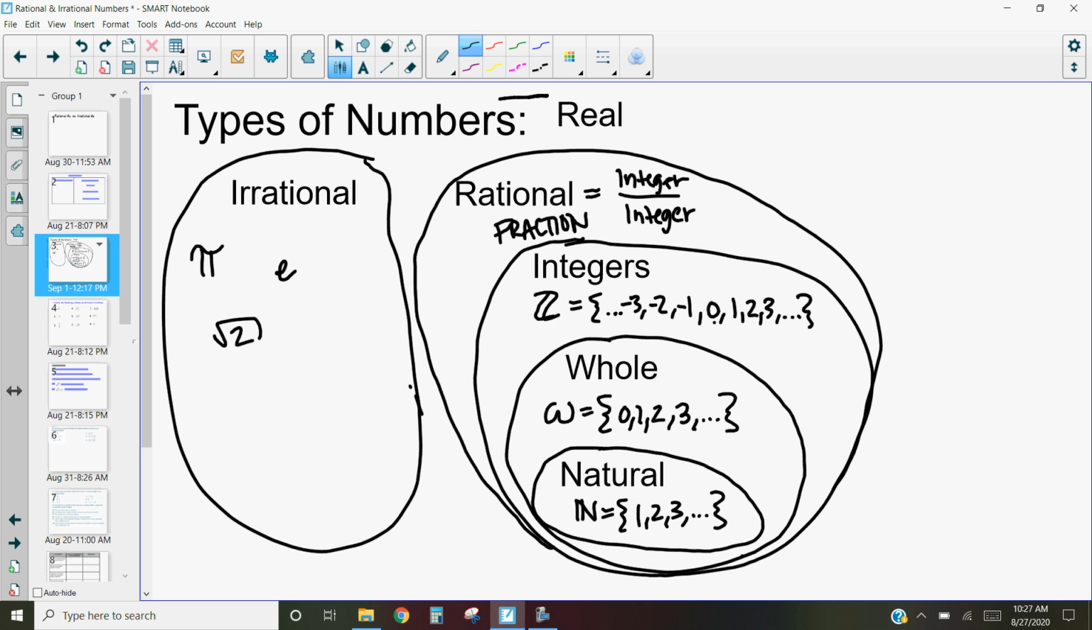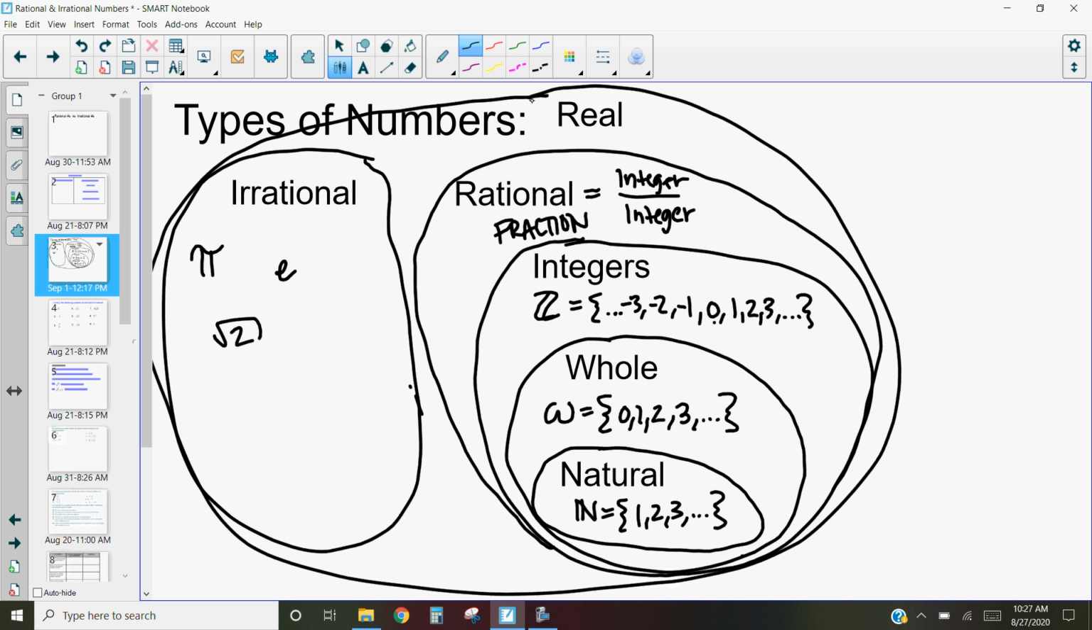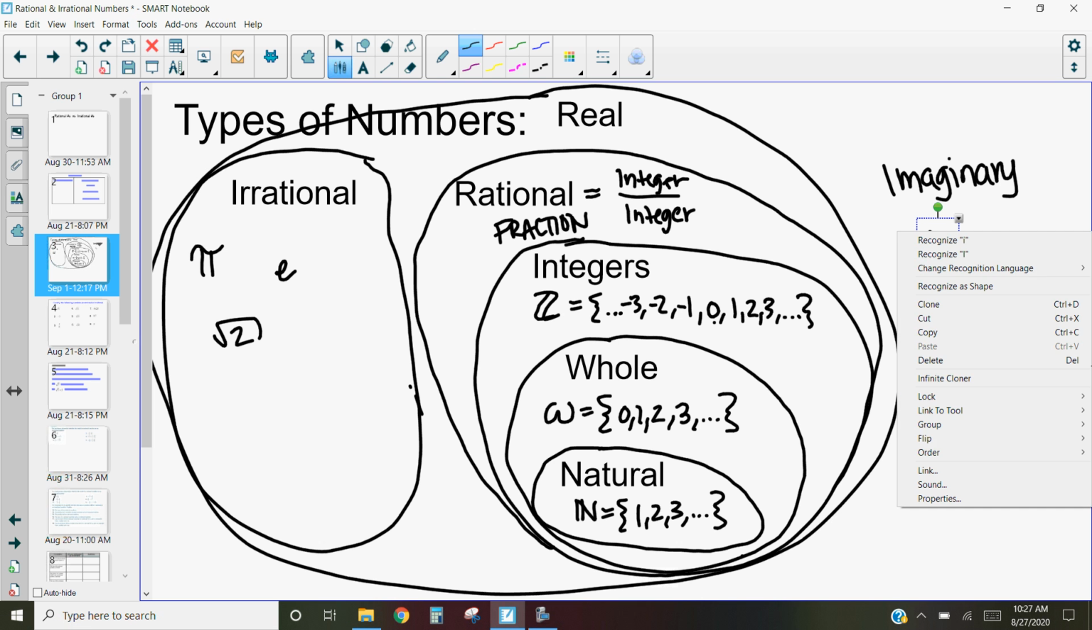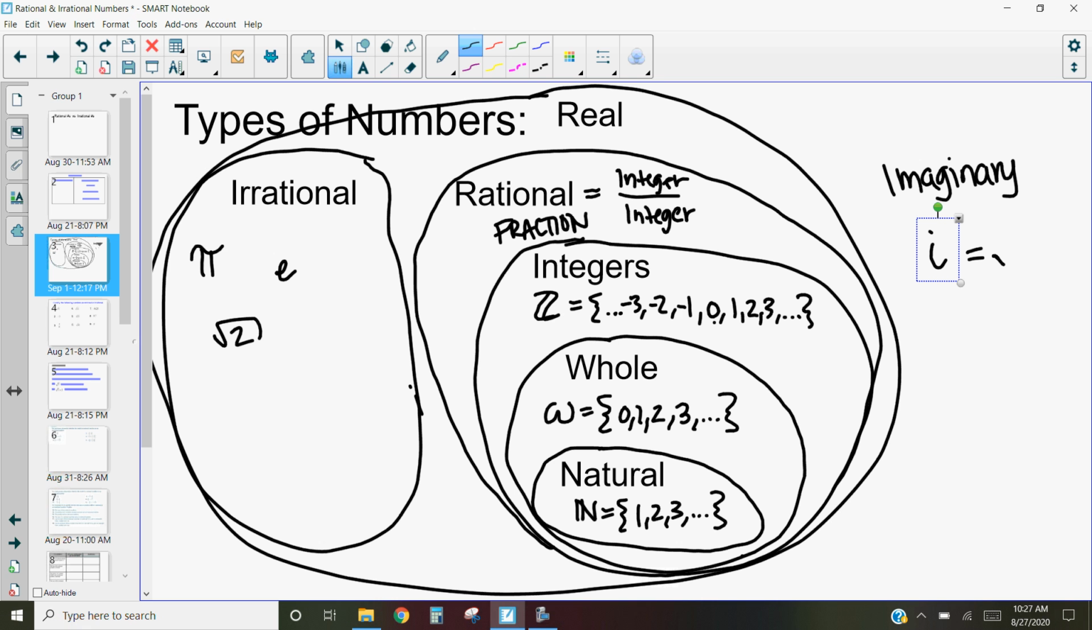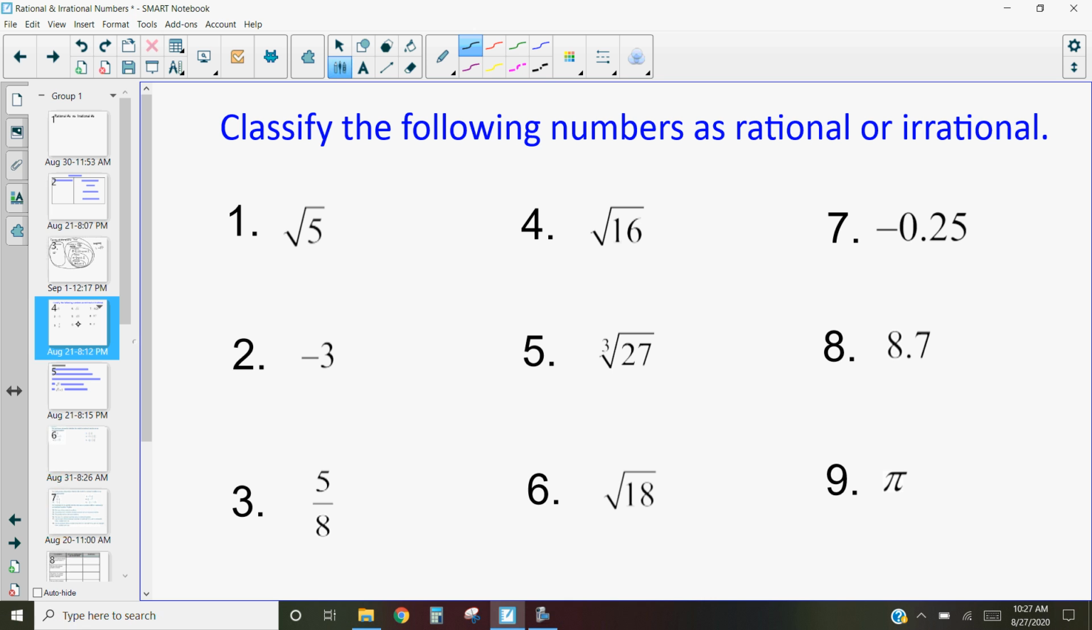So those are irrational numbers. The real numbers include both the irrational numbers and the rational numbers. So it's that set of both types of numbers. There are another type of numbers called imaginary numbers, and those include something called i, which equals the square root of -1, but we're not going to discuss that in this video. So let's go ahead and work on classifying types of numbers as either rational or irrational.